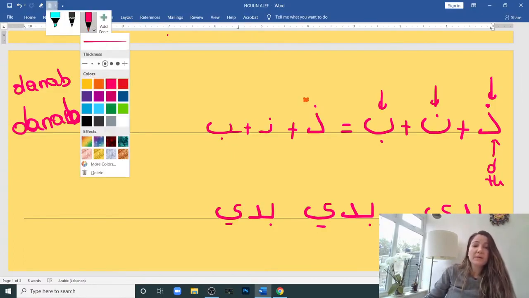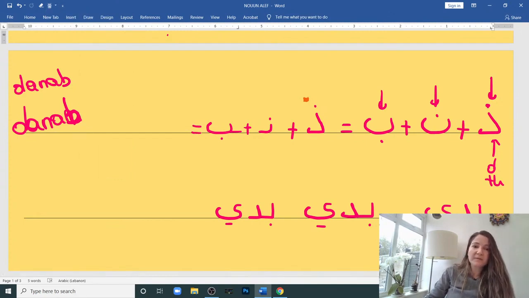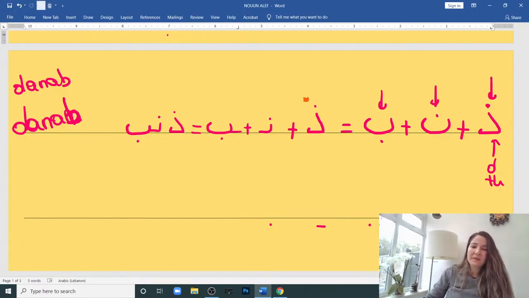So yalla, we're going to join them now. We have them all in front of us. We start with the dhal. We will not join it to the noon because it's a star letter. And now we will draw the noon. We will join it to the ba. And then we will put our punctuation. Dhanab in standard Arabic or danab in Lebanese Arabic. Let's write it twice more. The word danab, which means tail.